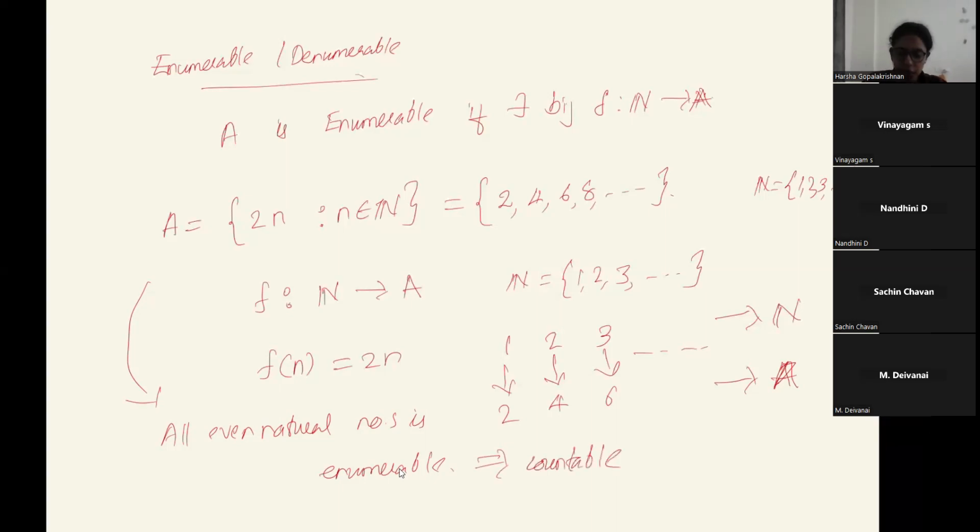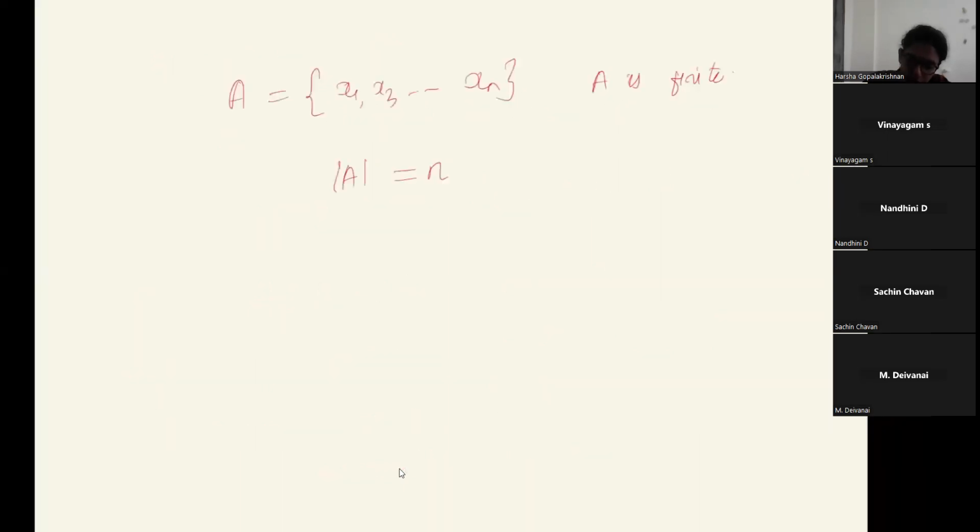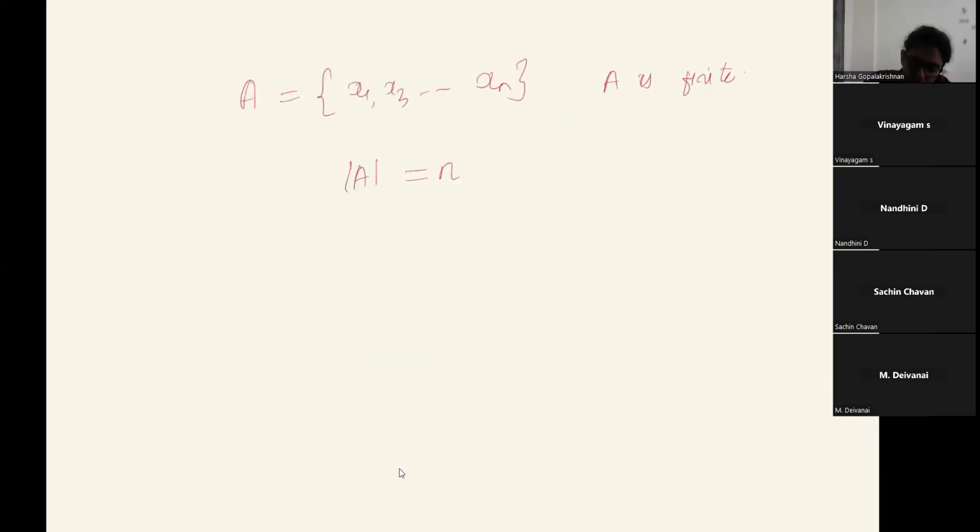So what does a finite set mean? If I have a set A equal to x1, x2, up to xn, I can list the elements, meaning the number of elements in A is finite. Here the number of elements in A is n, so A is finite. Countable means either enumerable or finite. Here A is finite, so A is countable also.